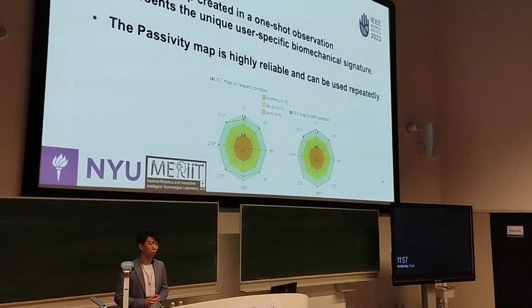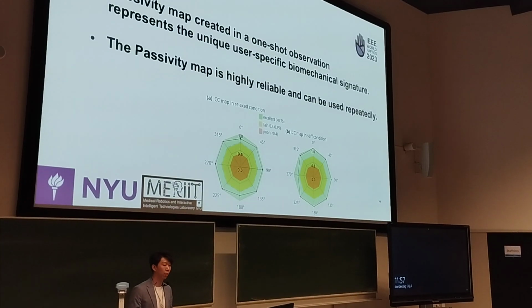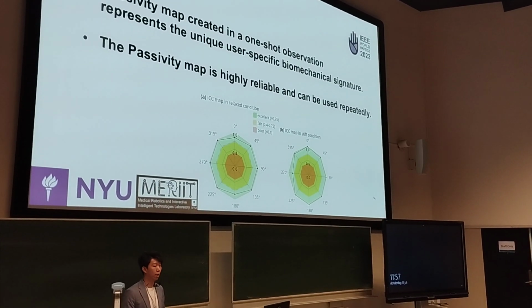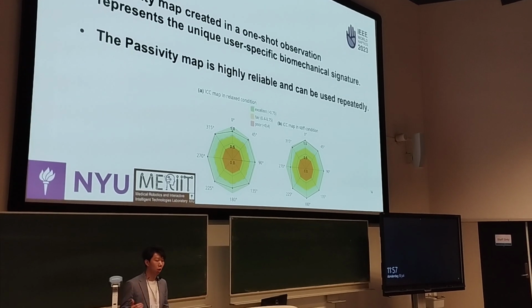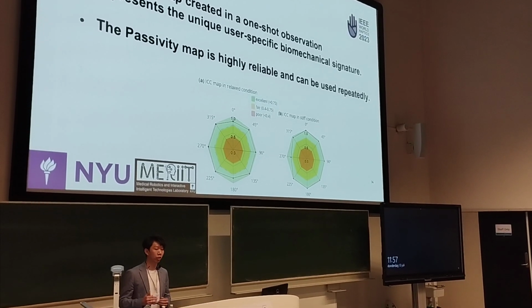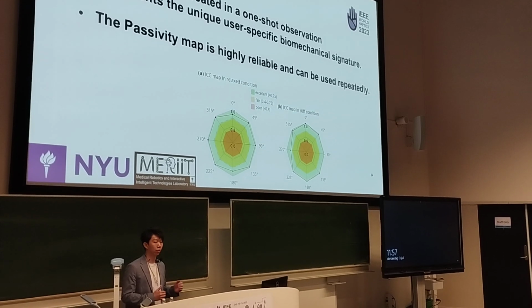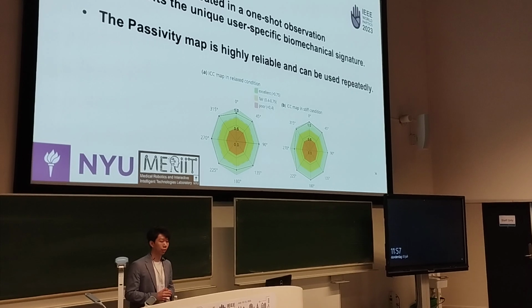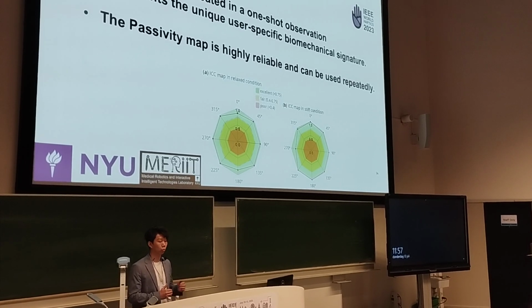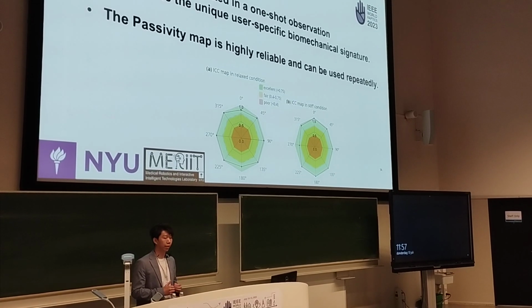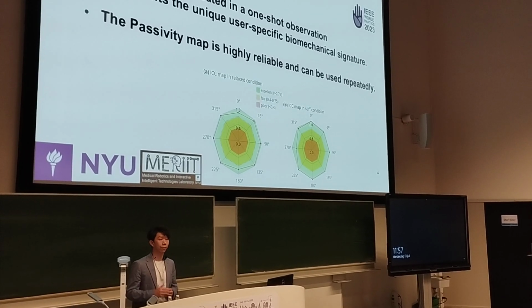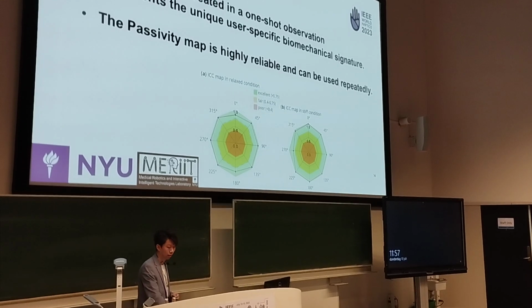In conclusion, we have shown that the passivity map created from one-shot observation represents a unique, repeatable, and reliable user-specific biomechanical signature of the energetic behavior of the upper limb during physical human-robot interaction. Therefore, for the first time, the results suggest that the passivity map can be used reliably over multiple days of physical human-robot interaction without the need for re-identification and recalibration.